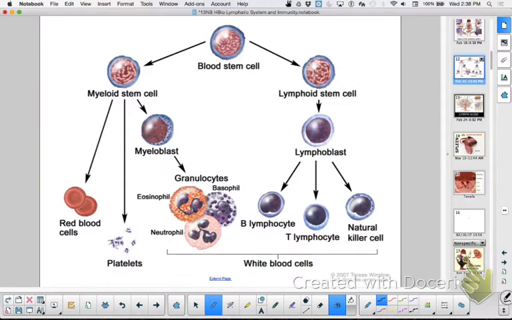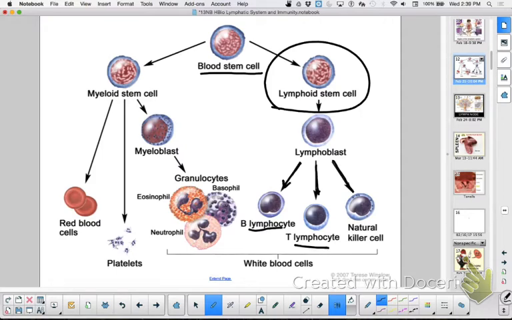Take a look at this picture. So here's your blood stem cells, which all come out of your bone marrow. Okay, then lymphoid stem cells, those are going to make these three types of cells. B lymphocytes, T lymphocytes, and natural killer cells. Natural killer cells could have been T cells if they had gone to the thymus gland, but they didn't.